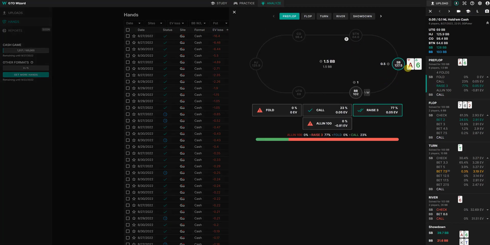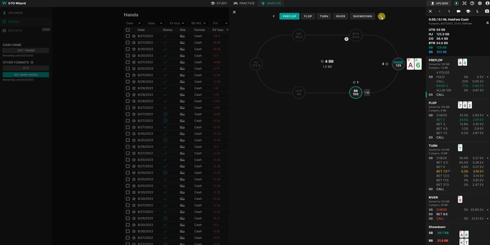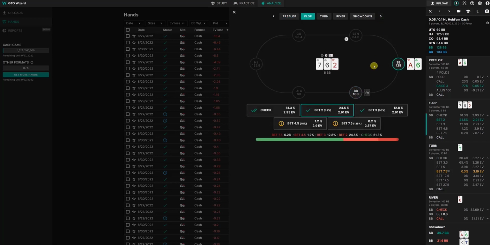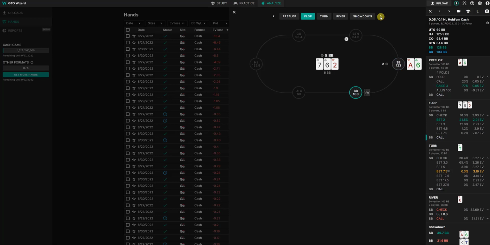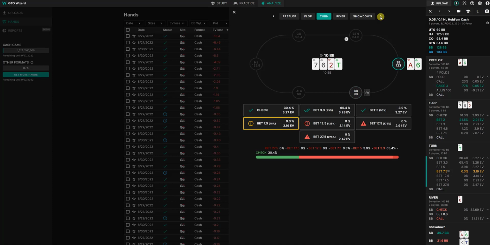Okay, so I'm in the small blind with ace six off. Oh, that's right, this is small blind versus big blind. Otherwise, I would have folded that. Now raise to 3, calls, and we have 7, 6, 2, two spades. So we're going to bet varying sizes. I wasn't thinking of too many various sizes, so I just went for third pot. Called.